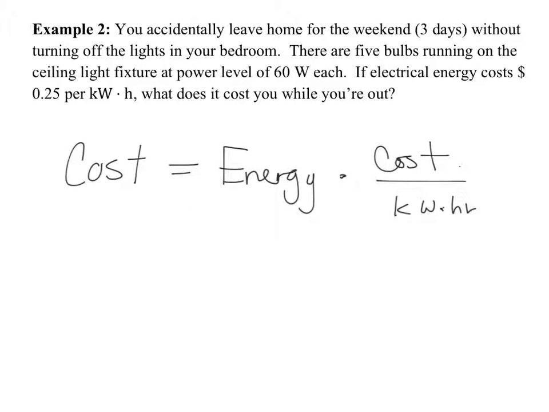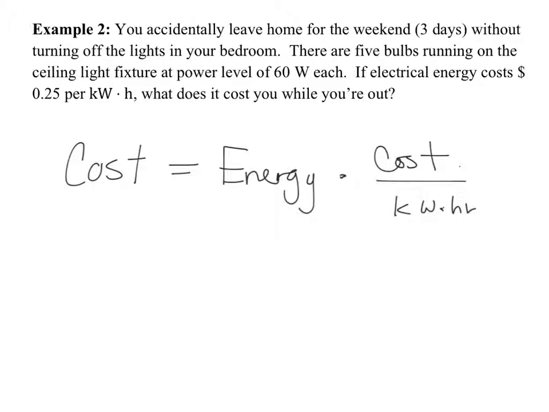So, the idea that we're going to look at here is that the cost for your energy bill is the amount of energy you use times the cost per energy, or the rate at which you're paying. On your energy bill, what you usually get is some sort of a rating. You can take a look, it says right here, at the very last sentence, if your electrical energy costs 25 cents per kilowatt hour. Okay, per kilowatt hour.